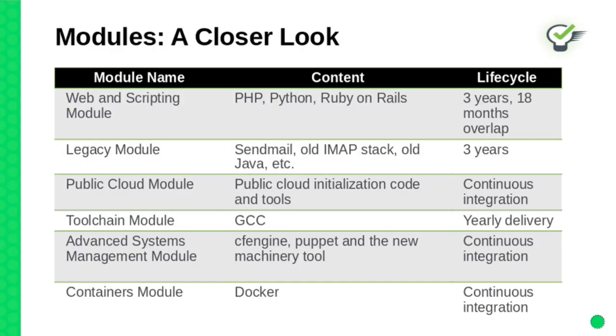So a closer look at some of our modules. We have a web and scripting module, a legacy module, public cloud, the toolchain, which gets updated every year, and the advanced systems management module, which is probably going to play a bigger role for DevOps because it includes things like Puppet and CFEngine, Machinery, some new tools, and Salt. And soon Salt will be there. Yes, question.